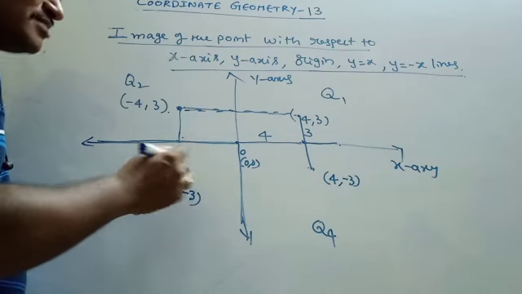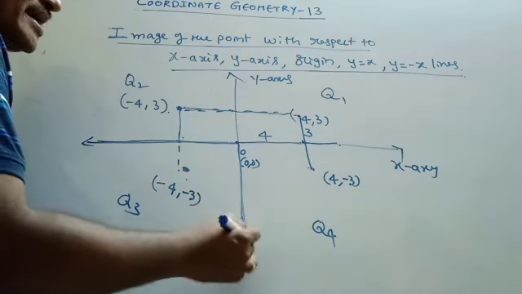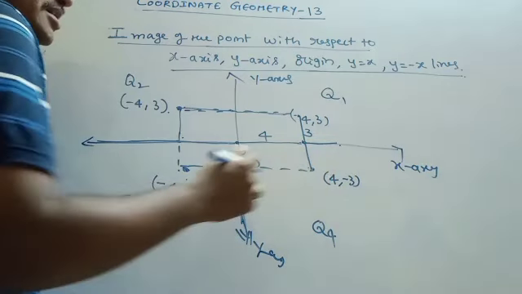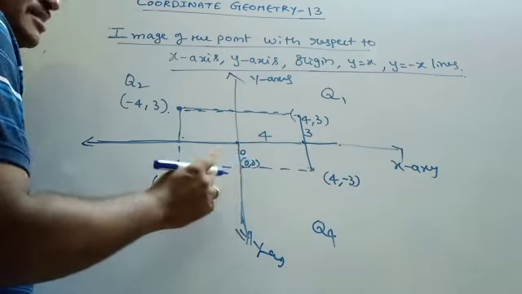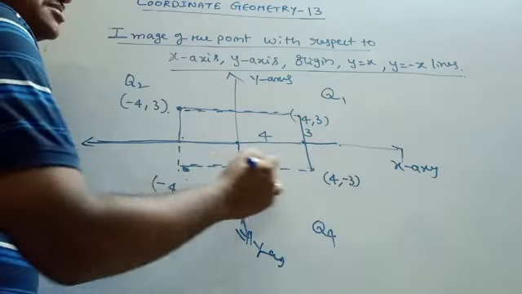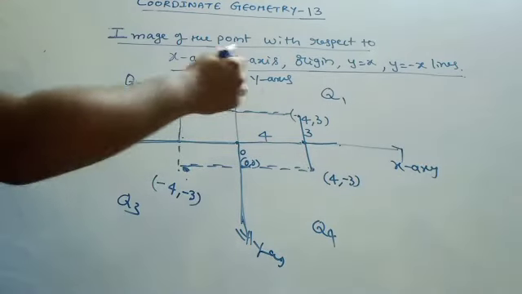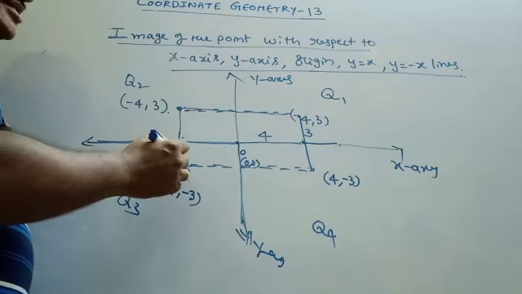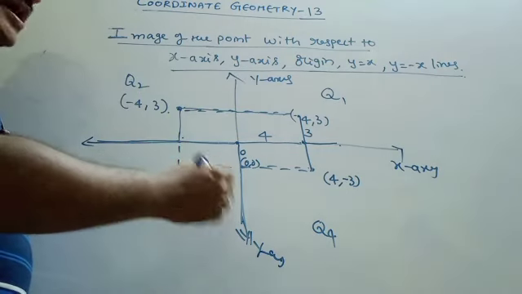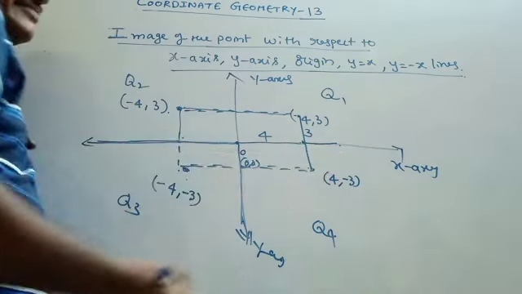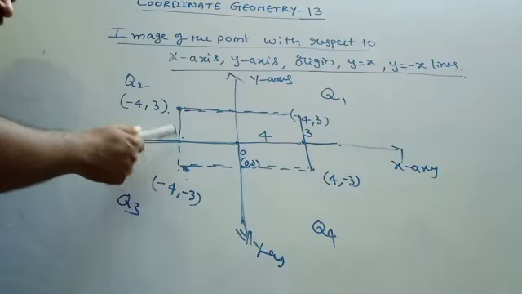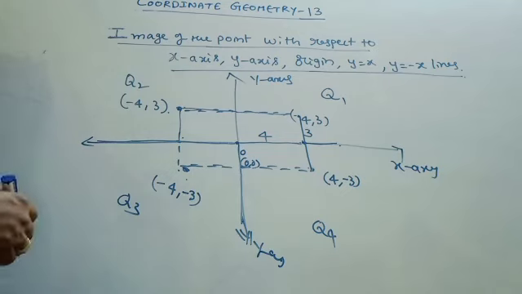And the image of this point with respect to y-axis, y-axis is nothing but this, right, minus 4 comma minus 3 becomes 4 comma minus 3, like this. Now with all these things you can form a rectangle. The image of this point with respect to y-axis is nothing but 4 comma minus 3, and the image of minus 4 comma minus 3 with respect to x-axis is nothing but minus 4 comma 3.